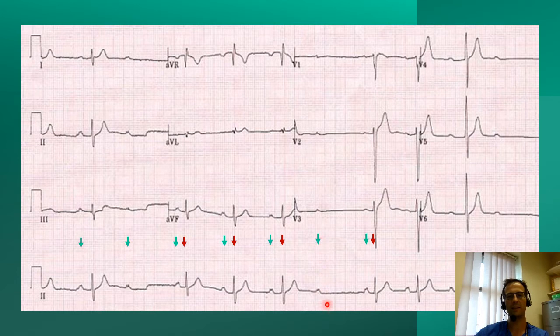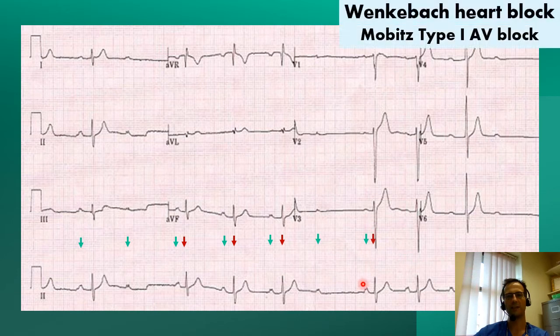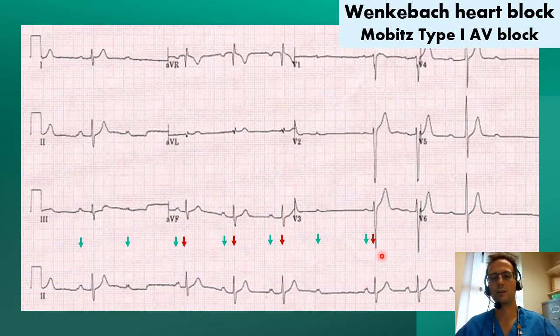And then we get block and we lose a QRS. And then the PR interval resets and gradually prolongs again before again it misses. So this is Wenckebach heart block, or Mobitz type 1 atrioventricular block. And this is a normal finding in a young patient overnight. Often athletes with high vagal tone can get some Wenckebach, and it's not a problem if when they exercise the Wenckebach disappears.